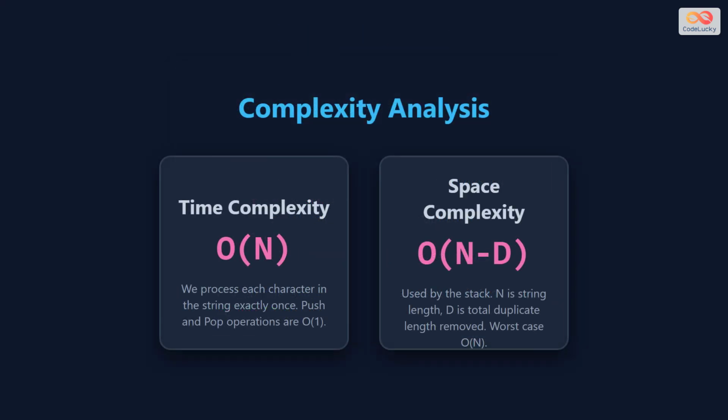For complexity, this solution is very efficient. The time complexity is big O of n because we process each character exactly once. The space complexity is also big O of n in the worst case, where there are no duplicates to remove.